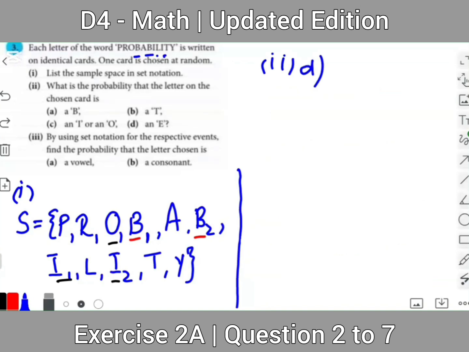Now in part 4, we have to find out if the letter is an E. So the probability of this event will be equal to 0 because this is an impossible event, and we can see that there is no E in the word probability.